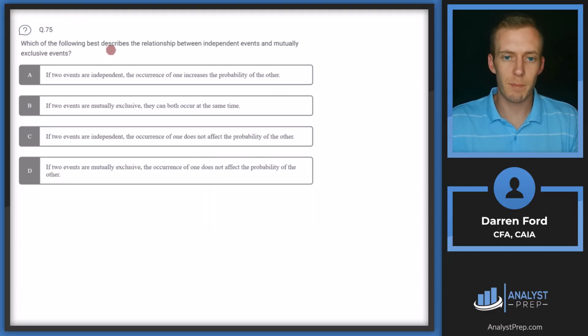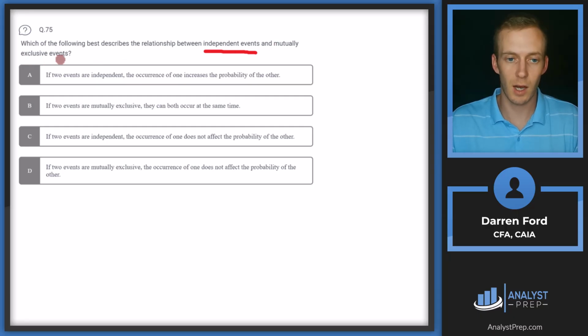Question 75. Which of the following best describes the relationship between independent events and mutually exclusive events? Before we look at these answers, independent events are essentially two events that are independent of each other, so they have no bearing on one another. The probability of one doesn't really affect the probability of the other. Mutually exclusive events are where, of two different events, only one of them can happen for the given time period or for the study. So it's either going to be event A happens or event B happens. You can't have both of them happening at the same time.